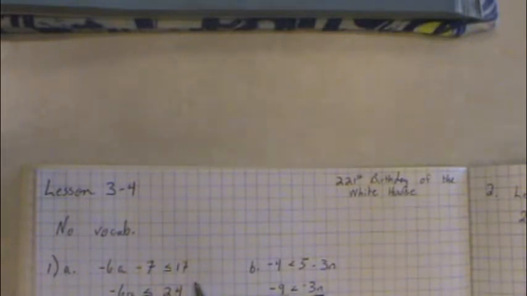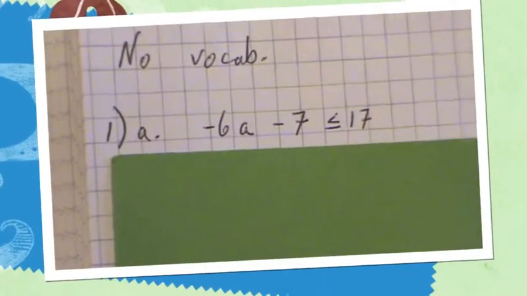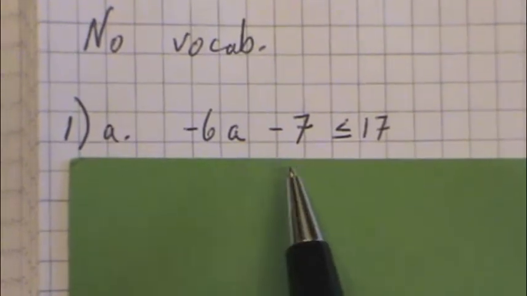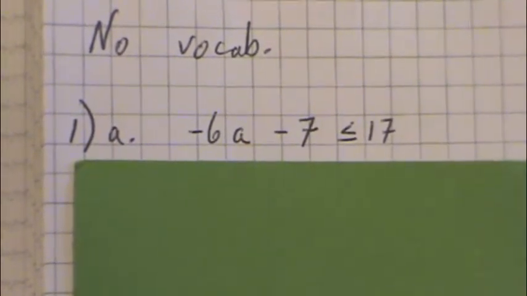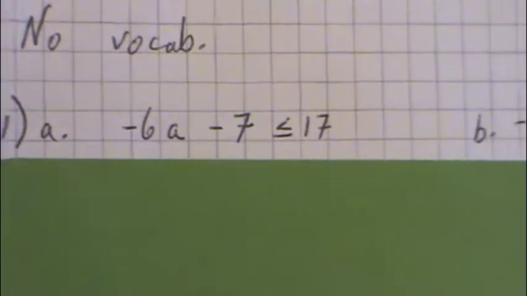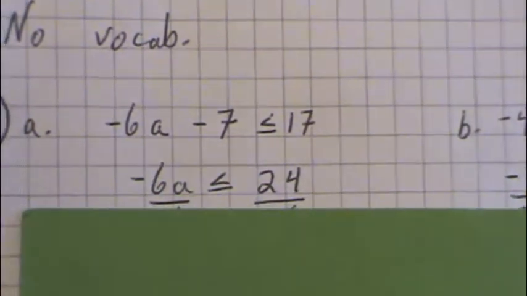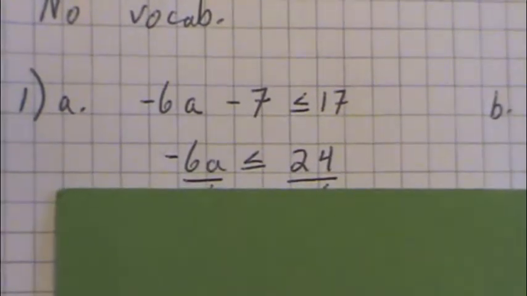Now, problem 1 on page 186, using more than one step. I'm going to let you take a look at that. I will walk you through got it number 1 on the top of 187. Get those problems in your book and we will go through them together. Letter A gives you negative 6a minus 7 less than or equal to 17. Well, first get the 7 to the other side of the equation. Negative 6a less than or equal to 24.